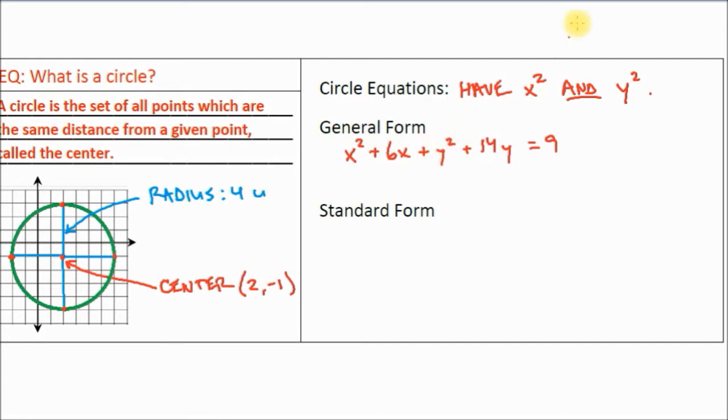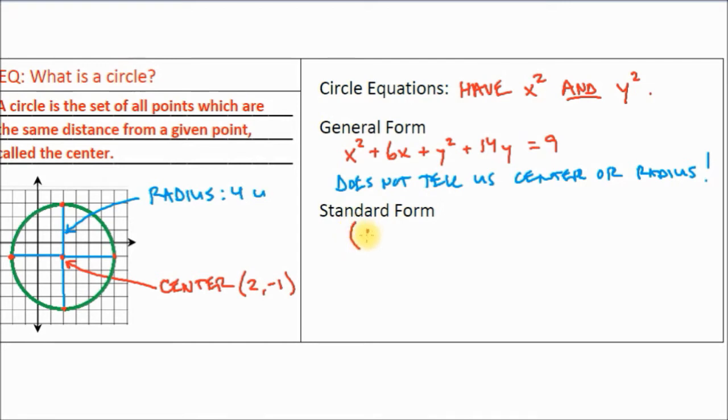Now the problem with the general form is it does not tell us the center or radius. So really, it's hard to get information from this general form. It will make a circle, there's no doubt about that. But we can't look at this form and know where the circle is or how big it is. But there's another form we're going to learn about, and it's called standard form. And it's going to look somewhat familiar to you.